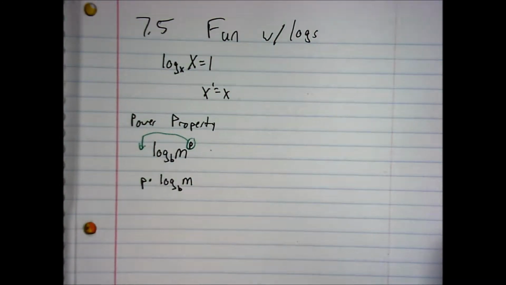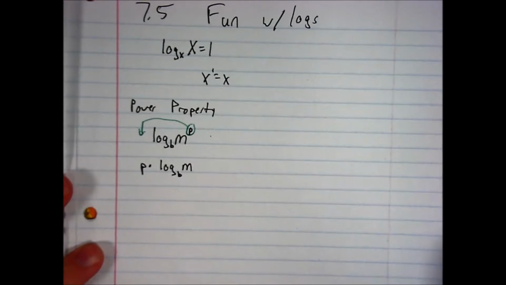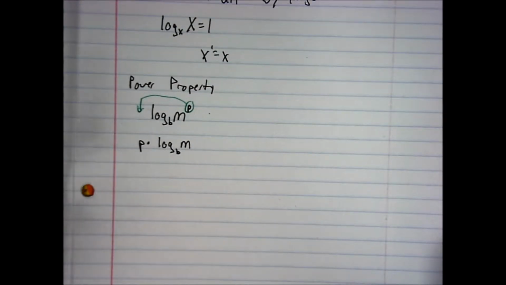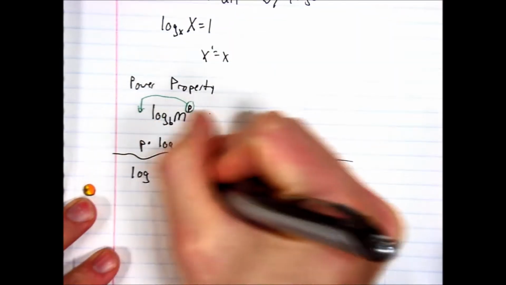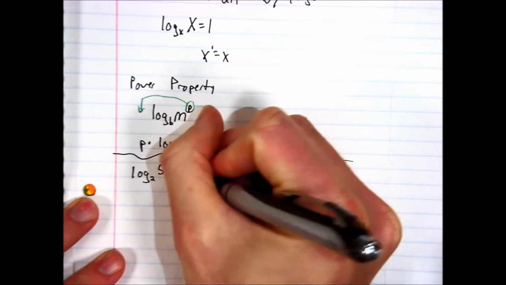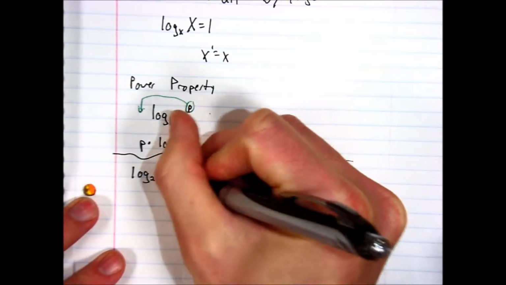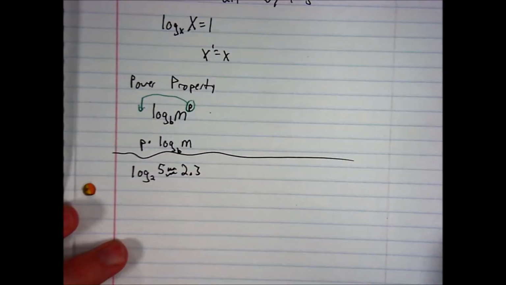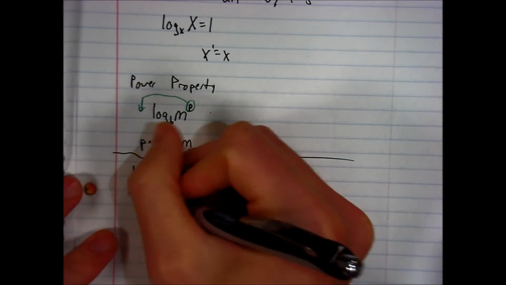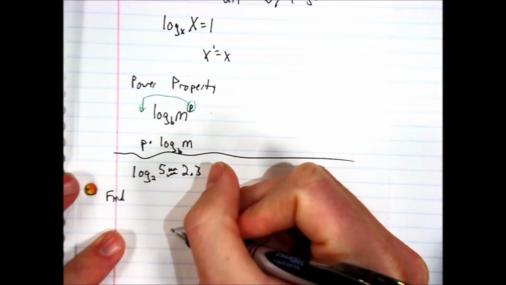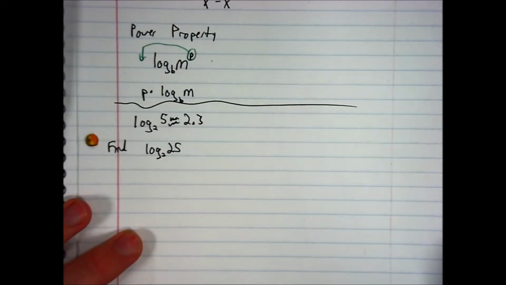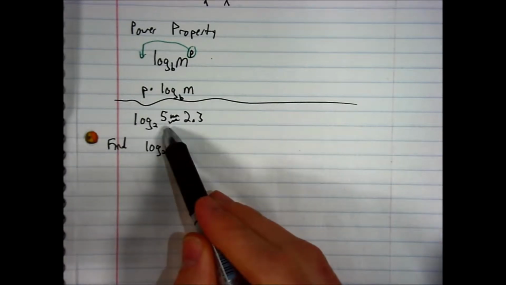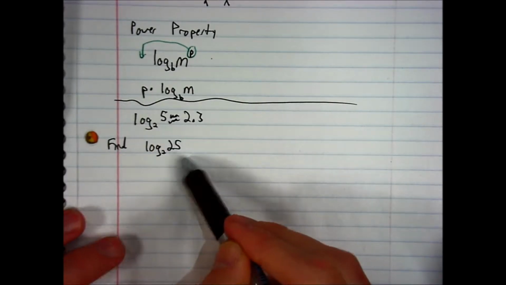Okay? So here's how some of the problems are going to look for your homework today. They'll give you the value of a log, and then you will have to use that value in the problem to solve it. So, example. They're going to tell you that, hey, log base 2 of 5 is about 2.3. And then they're going to ask, find the log base 2 of 25. Okay? Well, I don't know what that is. I know what log base 2 of 5 is, so how can I use that to help me solve this?